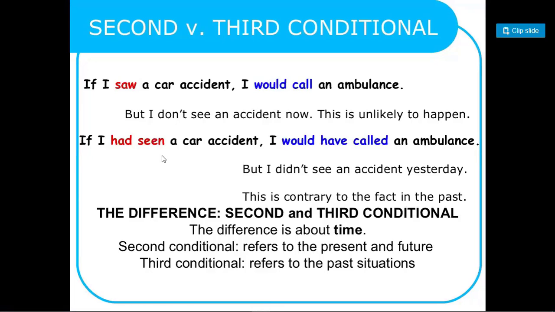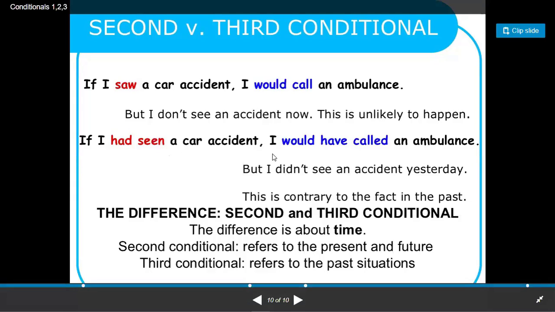But I didn't see an accident yesterday. So this is about past. Okay, this is about past, but I don't see an accident now. Okay, it is about a present here. Remember, this is unlikely to happen. Okay, it won't happen but it is possible now. Okay, if I saw a car accident, I would call an ambulance.